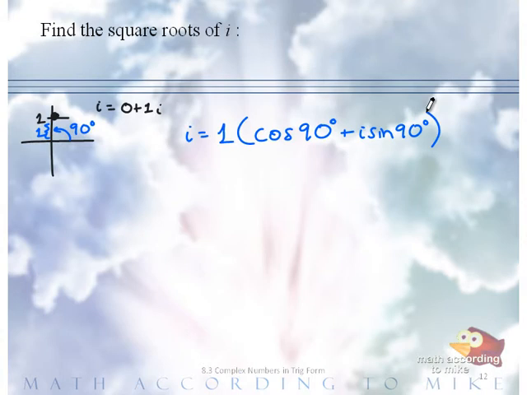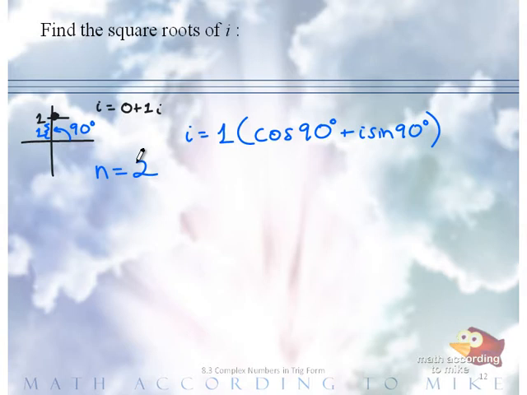Our r being 1 is sort of boring because the roots of 1 are still just 1, so we're not going to see too much there. But by saying square roots of i, what's n? Careful. 2. Very good. So let's set up this tasty, tasty formula.